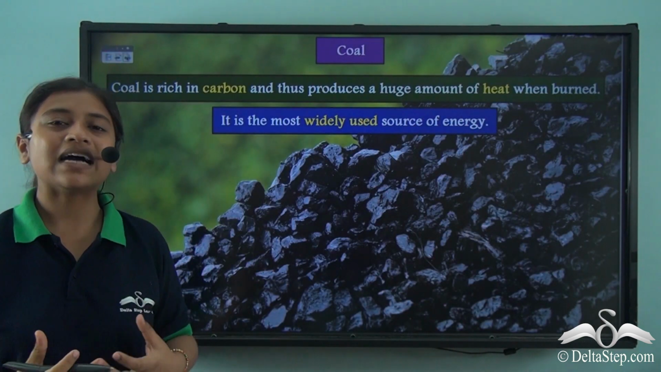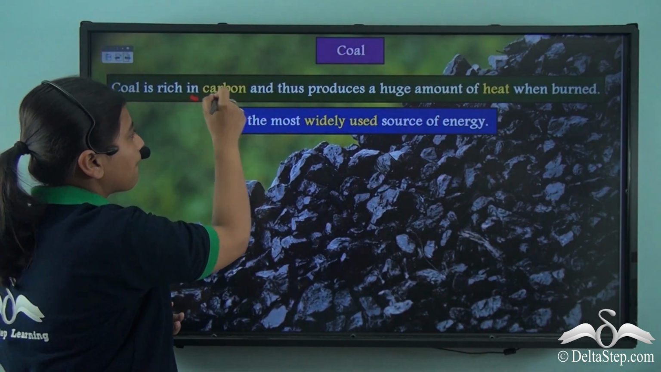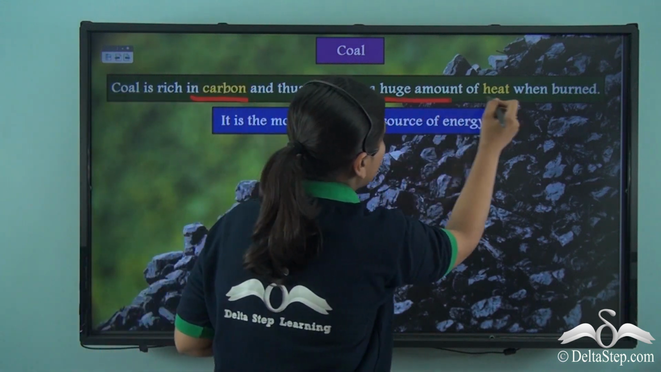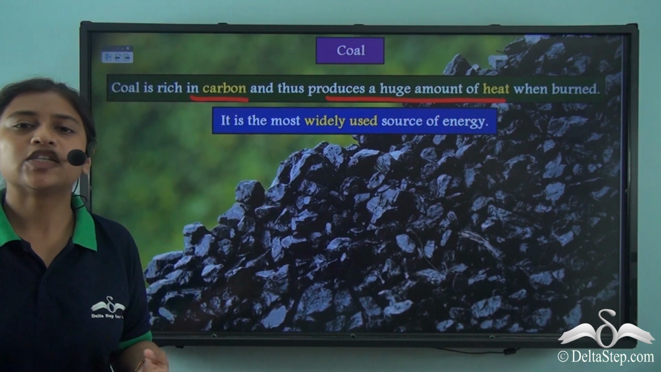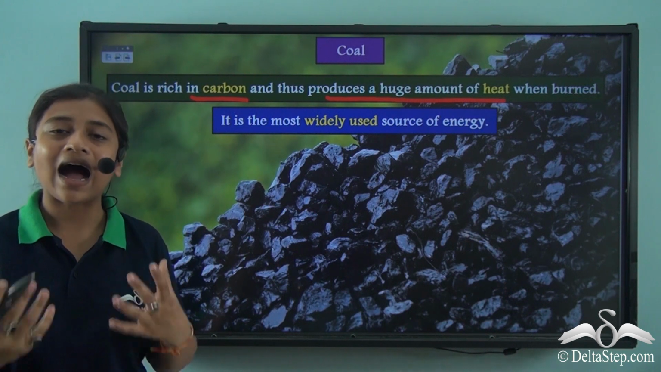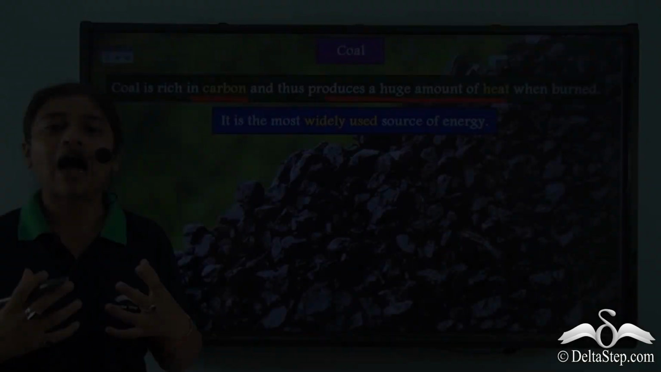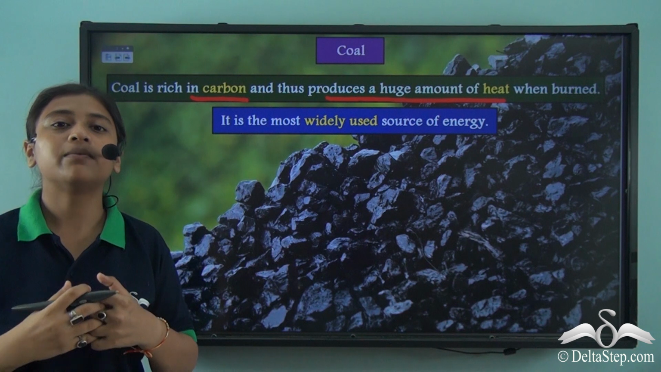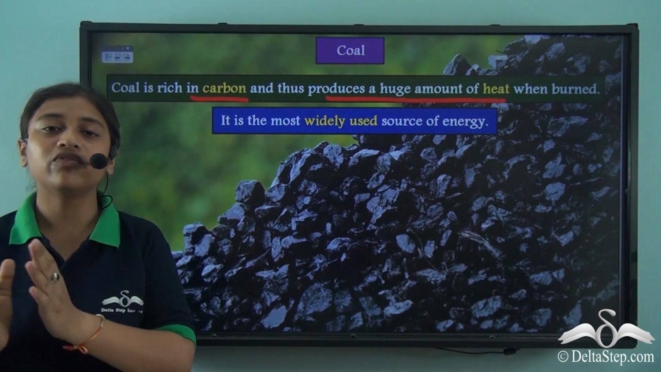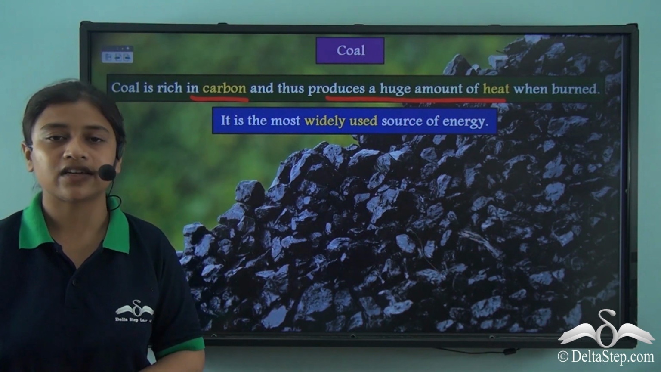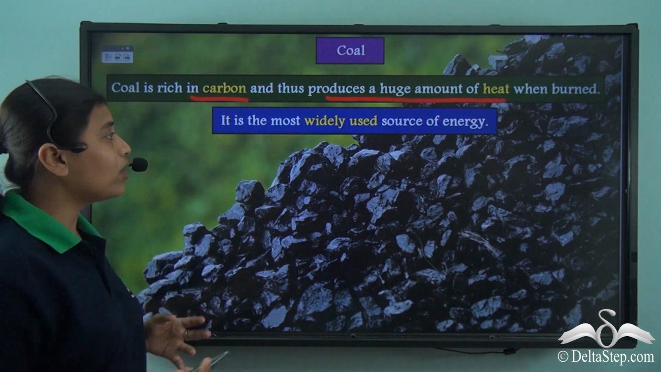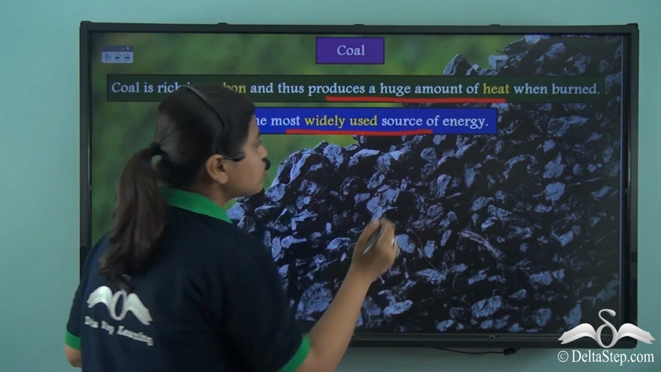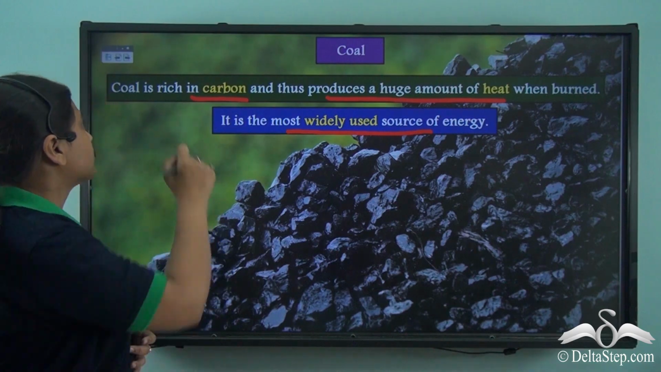Coal, which is rich in carbon, produces a huge amount of heat when burnt. So we can say that coal has a high heat efficiency. A high heat efficiency means that on burning a small amount of coal, we get a huge amount of heat energy. And that is why coal is the most widely used source of energy.